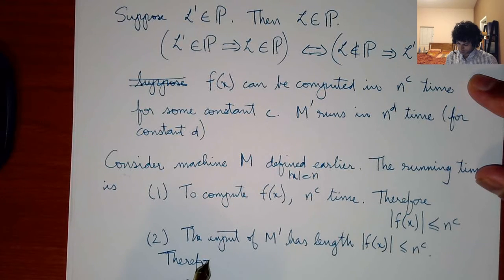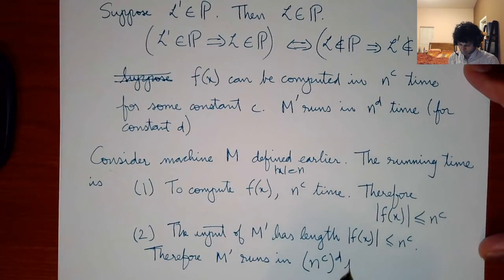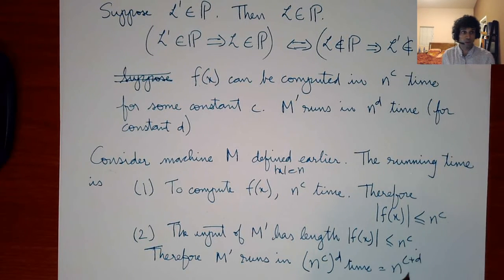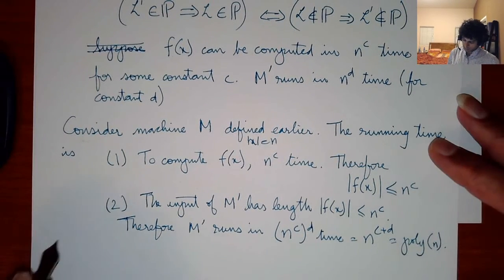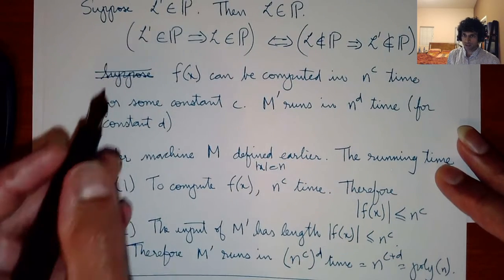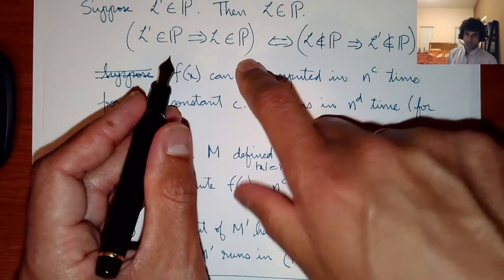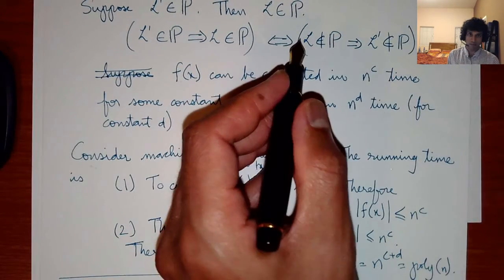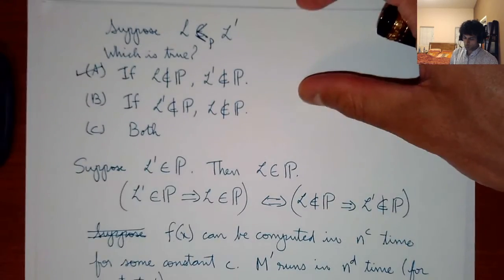Therefore, M prime runs in n to the c to the power d time. And this is n to the c times d. So this is where the closure of polynomials plays a role, which is again polynomial in n. So what that shows is that if L prime is in P, then L is in P. But now take the contrapositive. It says that if L is not in P, then L prime is not in P. And that is what you can assert.